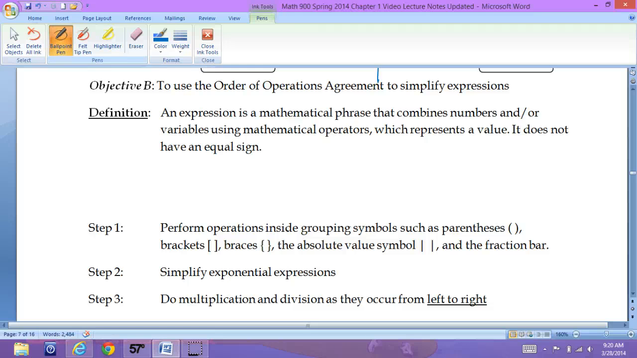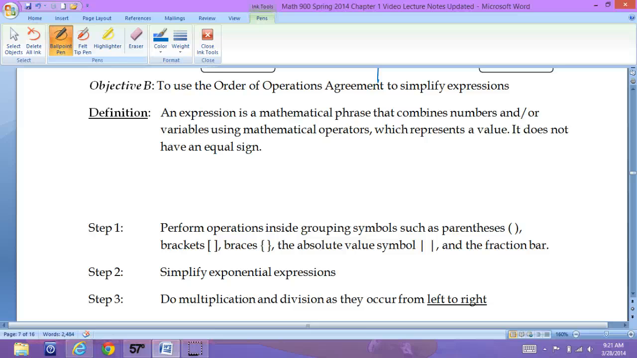Objective B, to use the order of operations agreement to simplify expressions. Definition: an expression is a mathematical phrase that combines numbers and/or variables using mathematical operators, which represents a value. It does not have an equal sign. That's the biggest difference between an expression and what we'll talk about later, which is an equation: an equation has an equal sign.